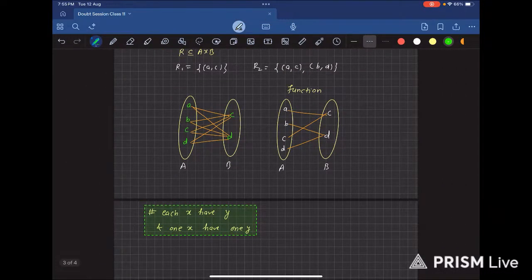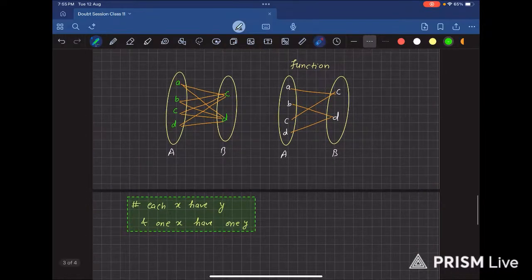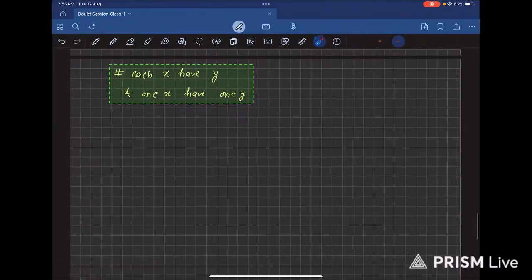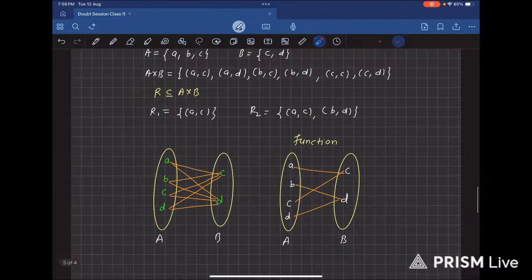Relation may make more relations with elements, but the function will make only one relation with the element. Let's say you can see the difference here: a to c and a to d, there are two relations, but the function has only one relation with a. Now a can make a relation with c or with d. It cannot make a relation with both c and d at a time, right? Any doubt? Till here it is done.